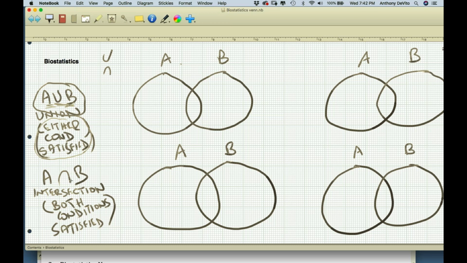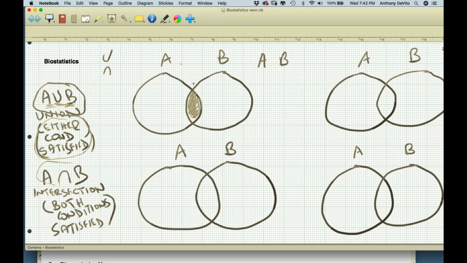A intersection B means both conditions have to be satisfied. So if I asked you what this area in here represents, A and B, is that a union of the two of them? Union means either or both can satisfy it. But we didn't highlight the outside, right? So you have people only in here that satisfy both conditions.